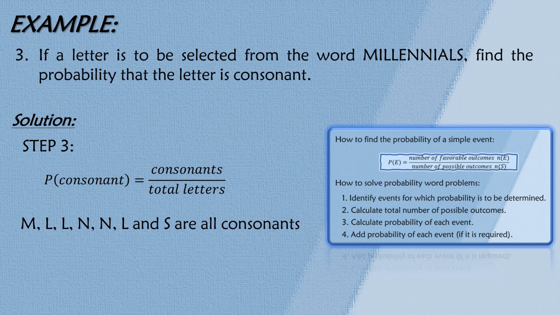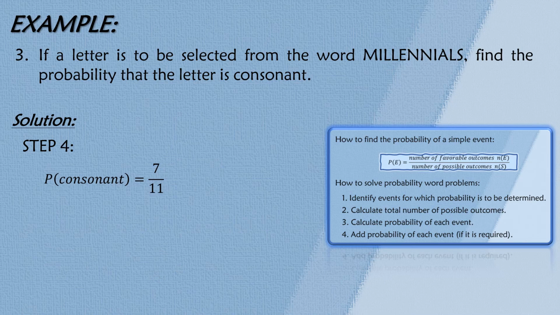So, meron tayong given consonants sa word na M, L, N, L, and S. Dahil ang A, I, E, ay kabilang sa vowels. So, lahat po ito ay consonants. Isulat natin yung mga letters kahit na nauulit dahil ang pinagbabasihan natin ay yung word na millennials. So, meron tayong 7 na consonants and then over sa 11 which is the total letters of this given word.